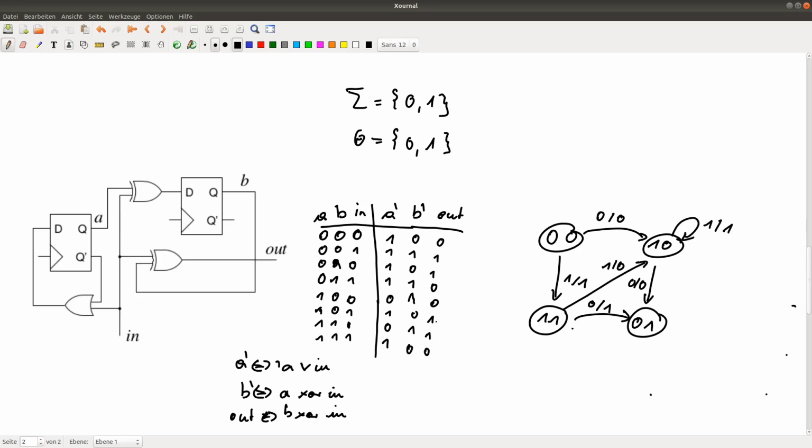Okay, and if we are in 0, 1 and read a 0, we go to 1, 0 and write a 1. And if we read a 1, we go to 1, 1 and write a 0. Yeah, the initial state is not defined, so we can choose an arbitrary one, and that's basically it.